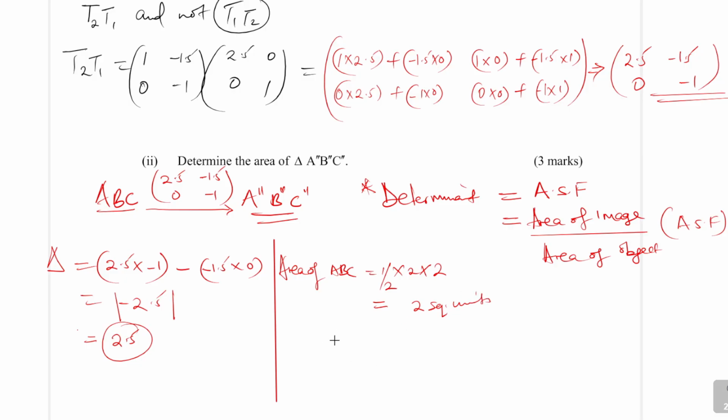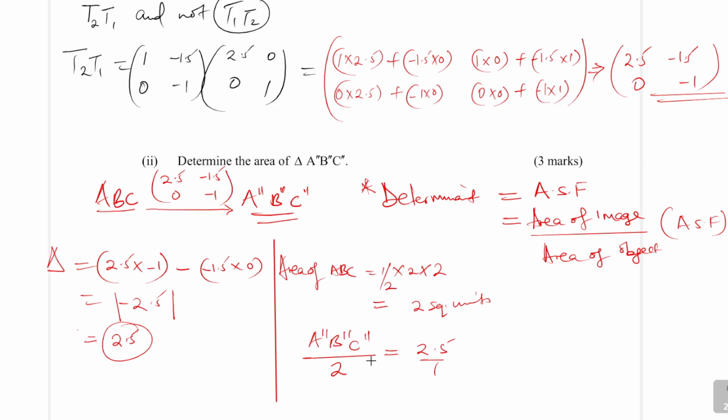So we can now go ahead and get the area of the image. The area scale factor is given by the area of the image, which is the area of A double prime B double prime C double prime, divided by the area of the object ABC, which is 2, and this should give us the determinant, which is the area scale factor, and that is 2.5.